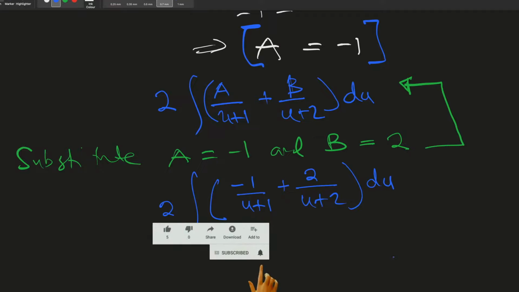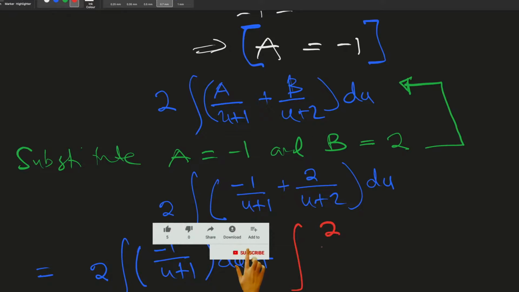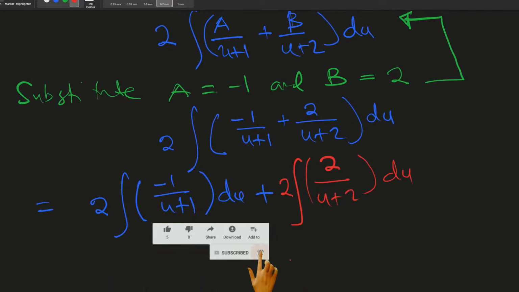So we know that we can split this integral. When we split this, we are going to get 2 integral -1 over u plus 1 du, plus the next one, integral 2 over u plus 2 du. Bear in mind this 2, there should be 2 over here too, because there's 2 out. So we can now integrate this expression. So let's see.